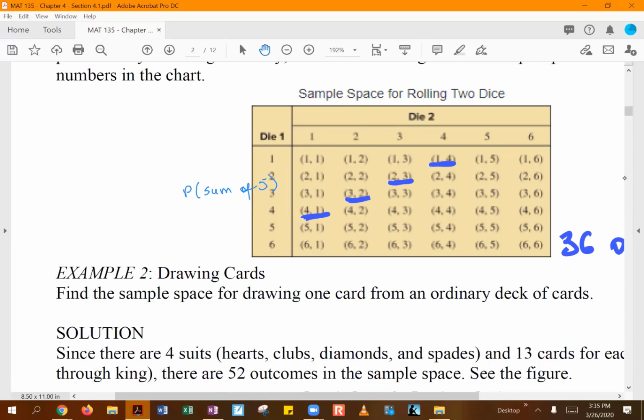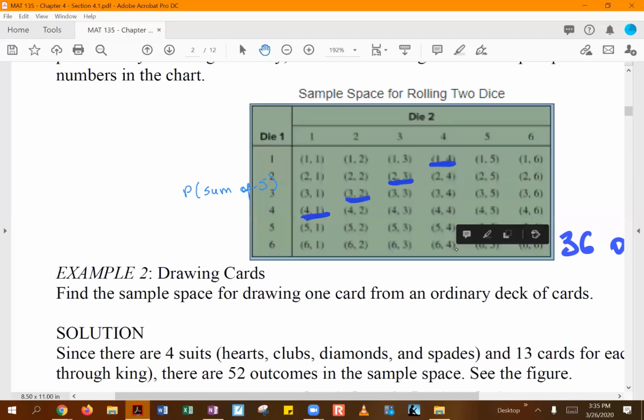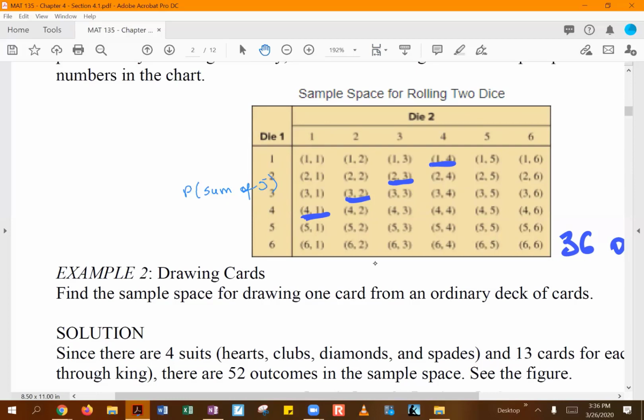Now, if you go above that, 1 and 5 is going to be 6, 2 and 4 is going to be 6, 3 and 3 is going to be 6, 4 and 2 is going to be 6, 5 and 1 is going to be 6. So it's only going to be these 4 outcomes. So that's 1, 4, 2, 3, 3, 2, and 4, 1, right? So that's 1, 2, 3, 4.